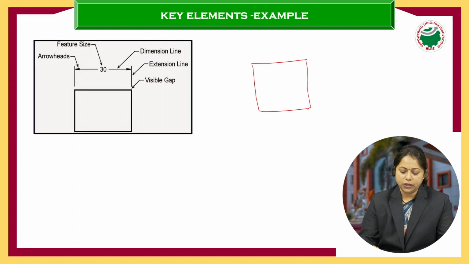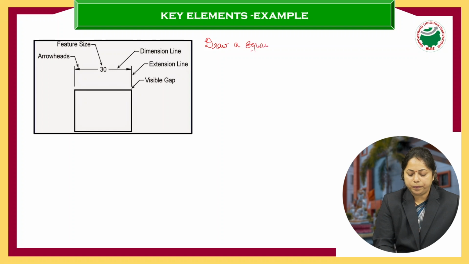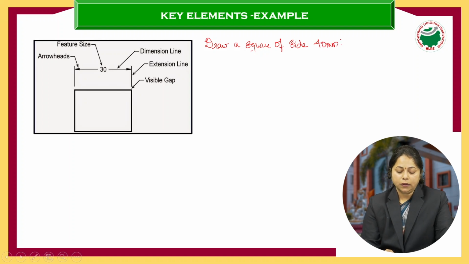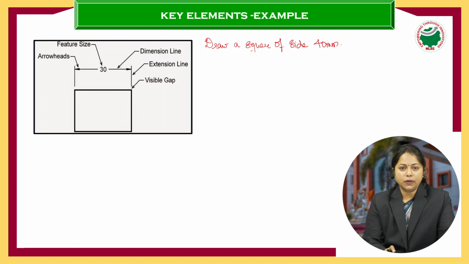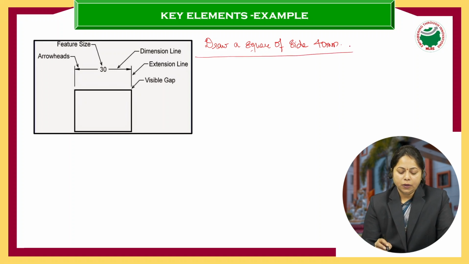Let me take up a question like this. Draw a square of side 40 mm. The more details, how it needs to be done, we will take up in the upcoming classes. But as of now, let us look at this very simple example. Draw a square of side 40 mm. Let us stick to the topic. We are only concentrating on dimensioning. Now our intention is to draw a square whose side is 40 mm, right?